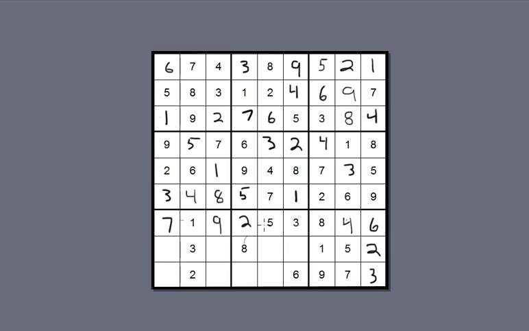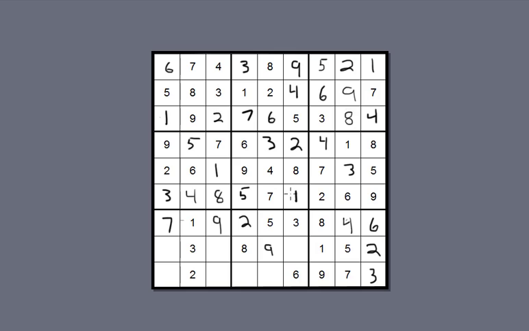Let's go down here to our bottom middle big box and say, okay, well, I know I'm missing 9. 9 and 9. Well, that leaves only these 2 squares left for 9. We can't have a 9 here, therefore there must be a 9 right here. So what's left? Well, 1.